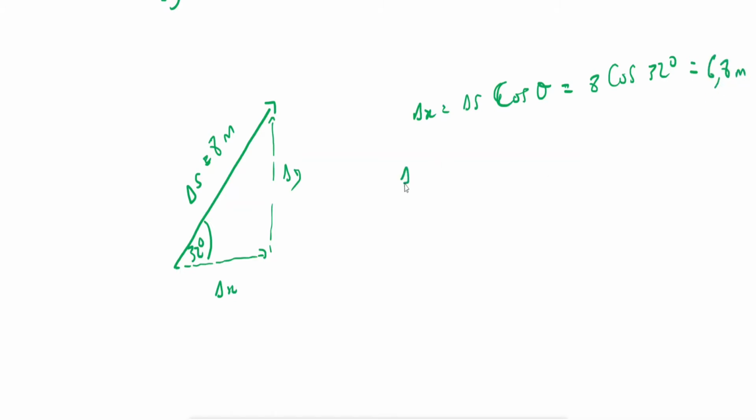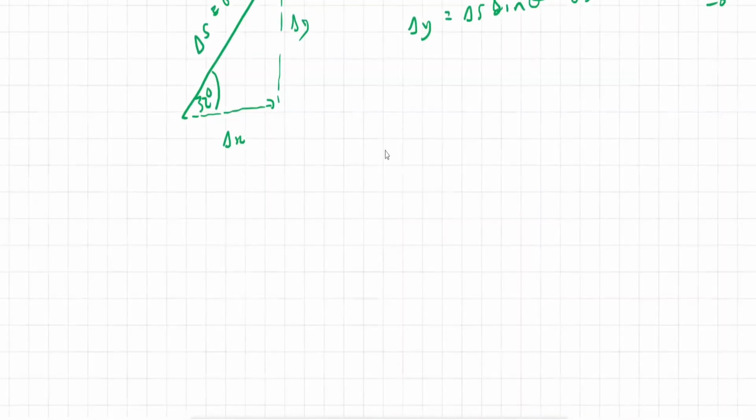Okay, I can find delta y, and then delta y is going to be delta s sine of theta, which is 8 sine of 32 degrees, and this is basically going to be equal to 4.2 meters. All right, so this is basically how I could find it. And then in a situation whereby I'm given the x and the y component, I can find it as well.